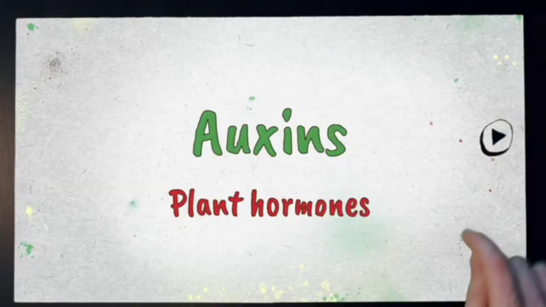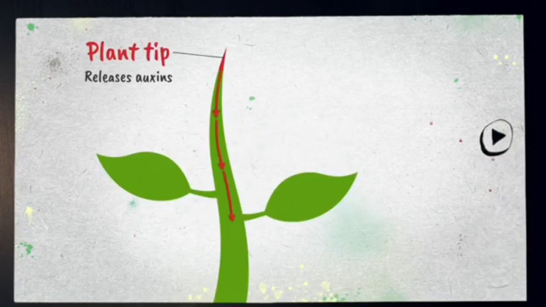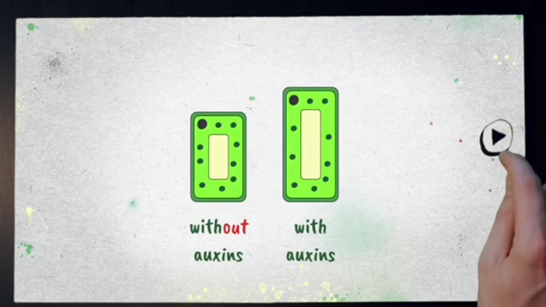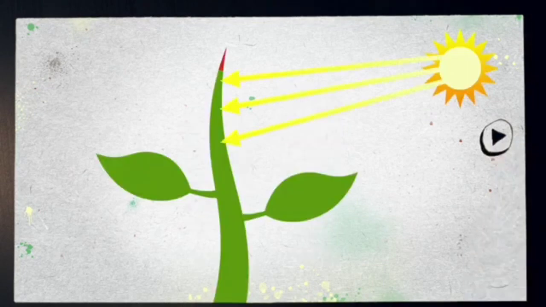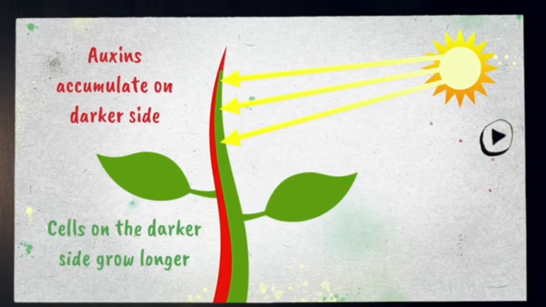This is happening because of auxins. Auxins are hormones, chemicals that send messages through a plant, and they're released from the tip and move down the stem. Auxins can make cells get longer, which means if auxins were applied equally to all cells, the plant would grow taller. But if light reaches a plant from one side, auxins will accumulate on the darker side. This means the cells on the darker side will grow longer than those on the bright side.